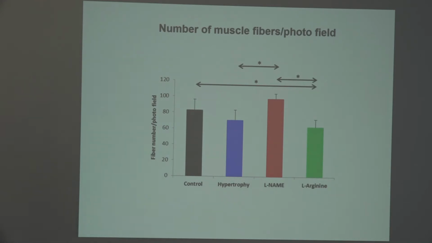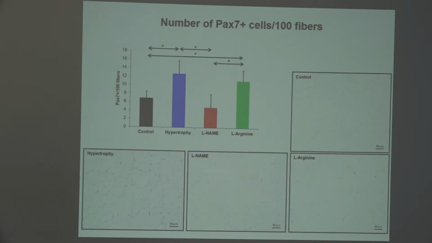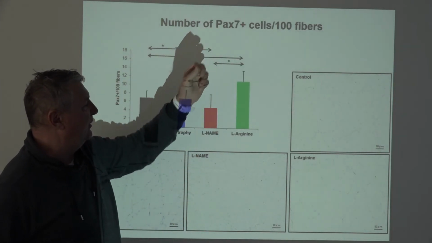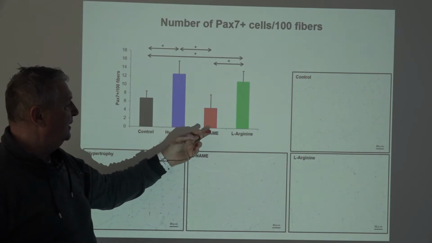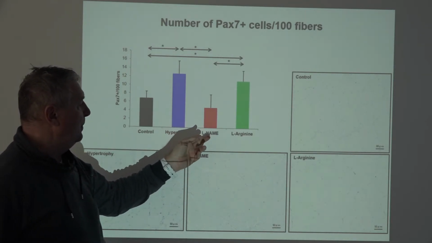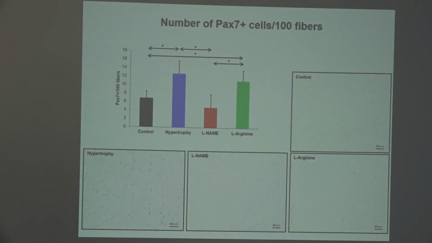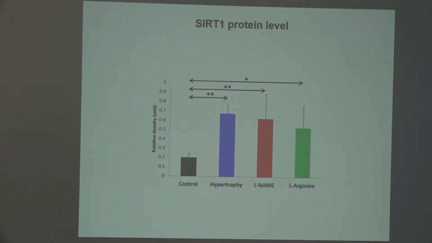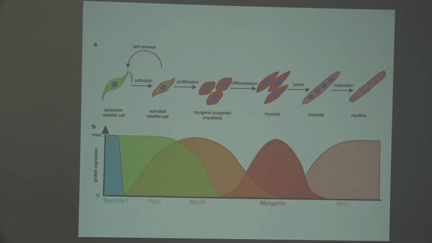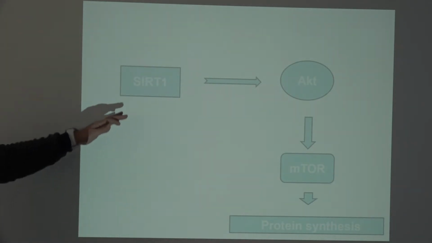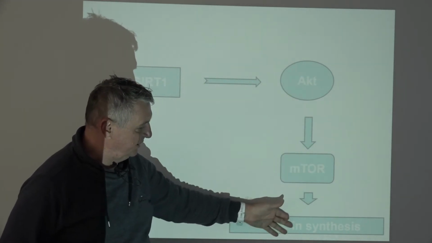This is muscle fibers and ratio, and PAX7 actually represents the satellite cell number. This PAX7 is found in satellite cells, so you can see that if you knock out NO by L-NAME, fewer satellite cells were present. SIRT1 protein increased, and finally we got this model: SIRT1 activates the AKT pathway, mTOR, and protein synthesis.